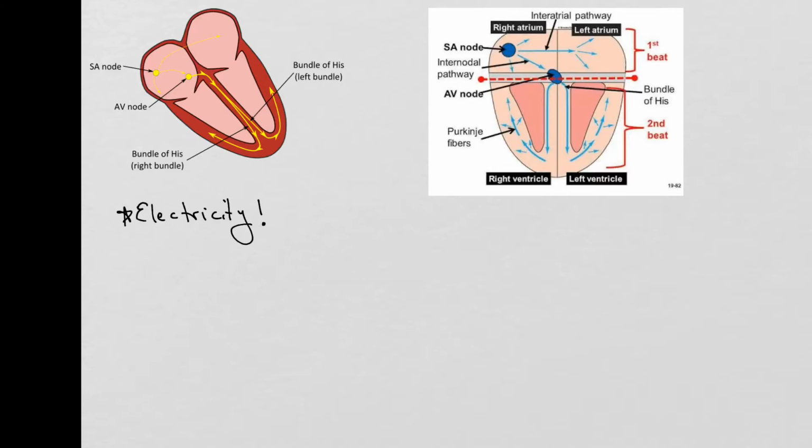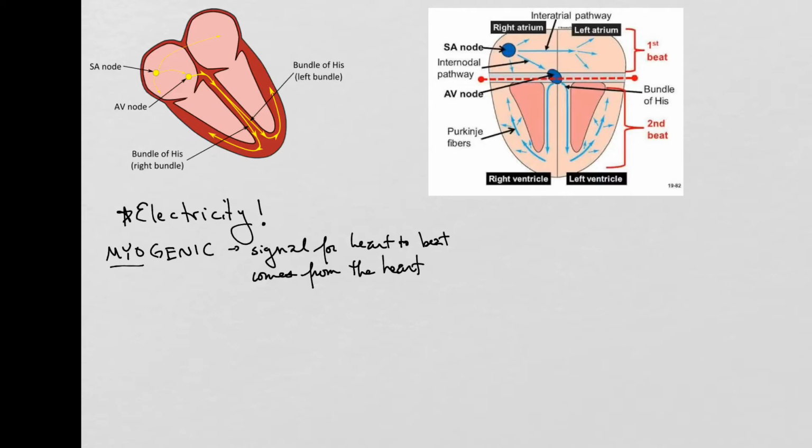All right, so let's define a word right now. And that word is myogenic. Myo is a word that refers to muscle. And this word in particular means that the signal for the heart to beat comes from the heart itself, not from the nervous system. So the heart can beat on its own, which is really interesting.